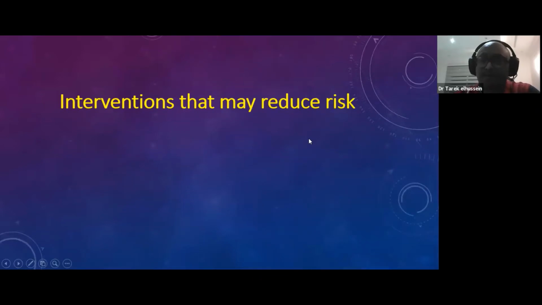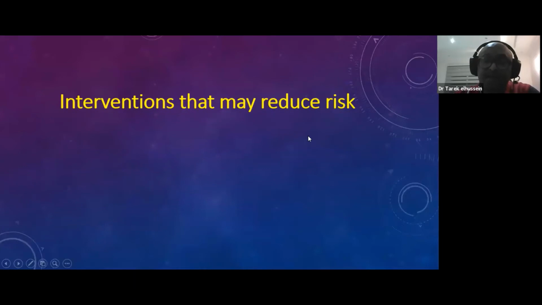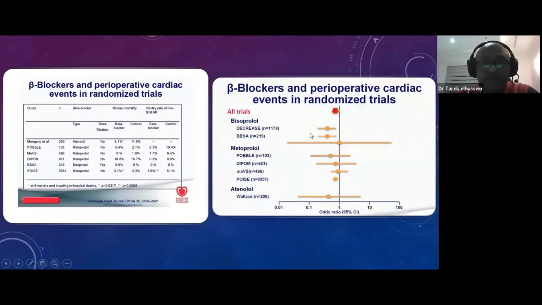What about the interventions that may reduce the risk? So in general, as I said in the beginning, we are not doing much. And I mean, we're not doing much. I will explain to you why. So one of the good drugs that we have as cardiologists are beta blockers. We use them for patients who have coronary artery disease, for those who have heart failure. And it has shown actually in larger scale trials that these drugs are very good in reducing the adverse cardiac events on the long term.